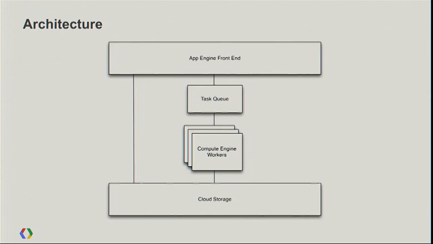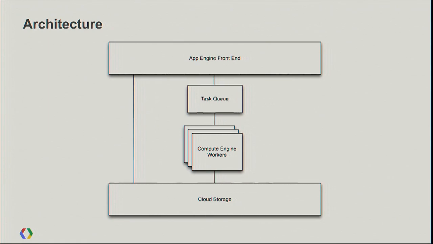So the basic architecture for the application that we're going to build is as follows. We're going to have App Engine serve the front end to our users, and that is going to be the user interface that they use that will automatically scale to be able to handle all of the user-facing traffic.